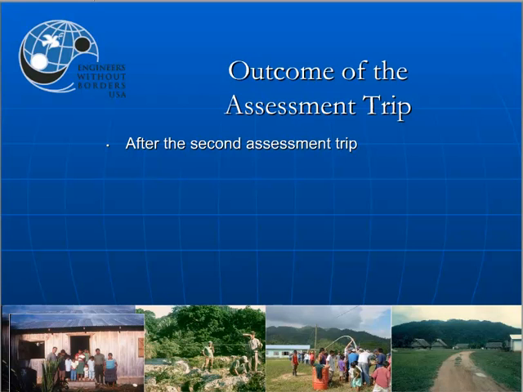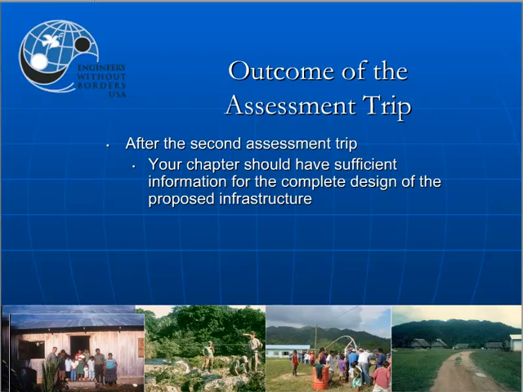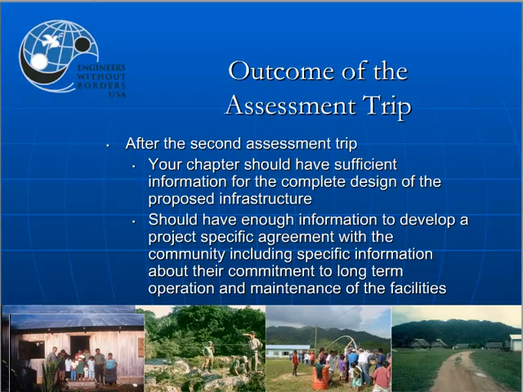So let's think about the outcomes of a second assessment trip. On the first assessment trip, you decided this program is a go. You realized it's a water supply project, and you gathered the data good enough for putting together a draft memorandum of understanding that now you're bringing back to the community for this second assessment trip. And so now, after the second assessment trip, your chapter should have sufficient information for the complete design of the proposed infrastructure.